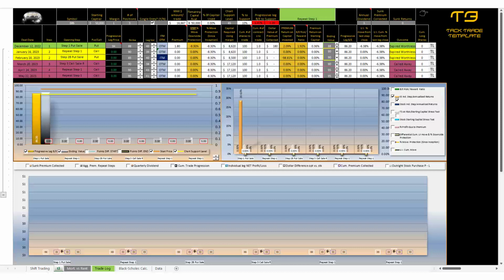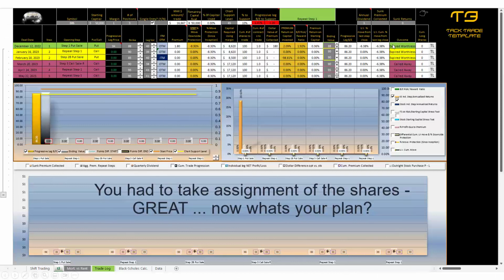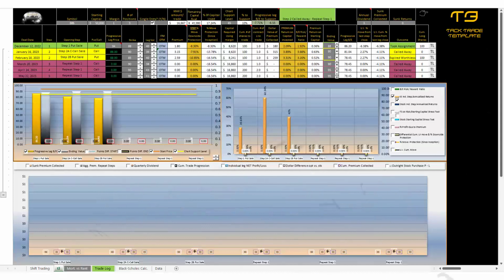Let's assume that at the $88 ending value, it did not expire worthless, rather we had to take assignment of the shares. This immediately drops the strategy down to step 2A, which is a call sale, and step 2B, which is a put sale. We are going to sell the calls against the 100 shares that were assigned to us at the end of step 1. In this hypothetical scenario, the $88 closing price is the carry forward price for step 2A and 2B.